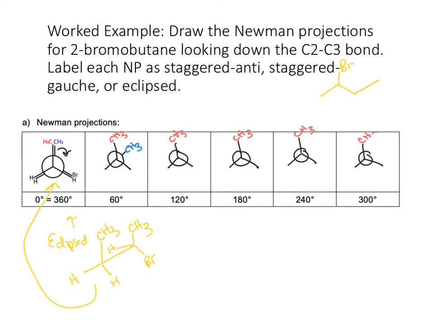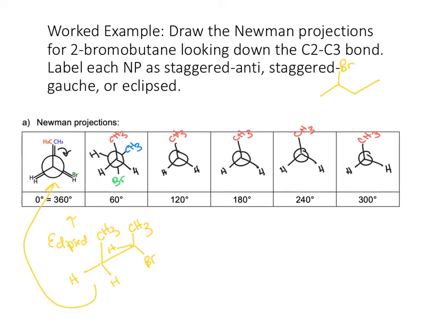So I'm not moving the front carbon, and my hydrogens on the front carbon are also going to stay put, because I'm just rotating the back carbon. Okay, so the methyl in blue is going to move over 60 degrees, and then the bromine would also move over 60 degrees, and then the hydrogen would move over 60 degrees.